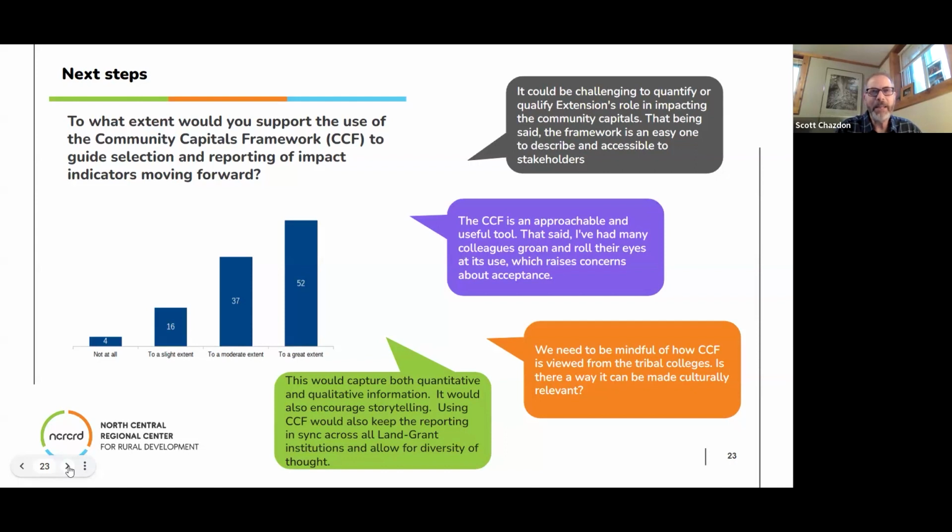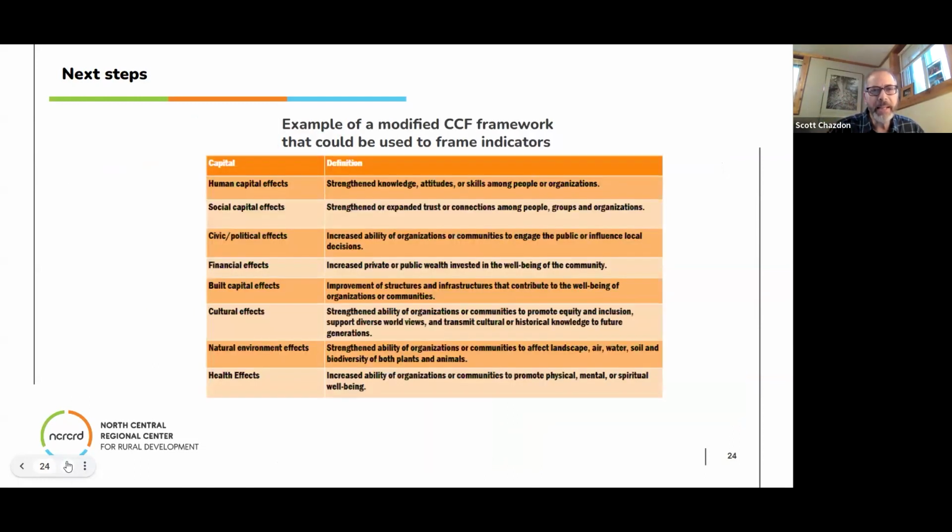In Minnesota, we have a history of coding all of our ripple maps according to the community capitals, and coding the outcomes of our annual program review according to the community capitals as well. So this is an example of how we had taken the capitals and split out health from human capital, because so much extension programming is really focused on health outcomes for individuals and communities.